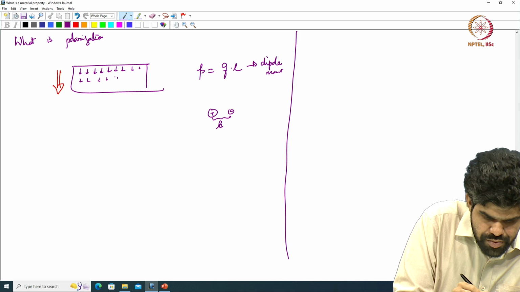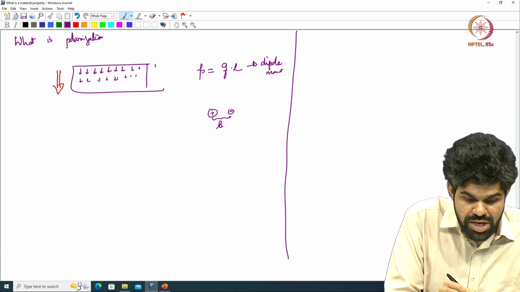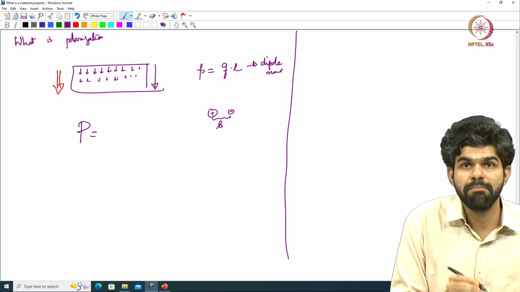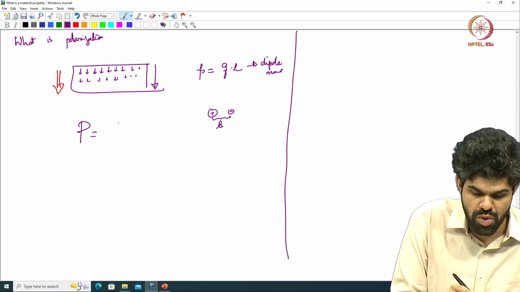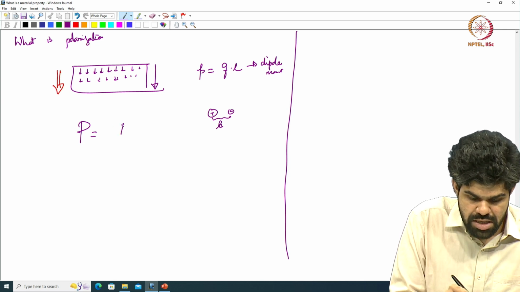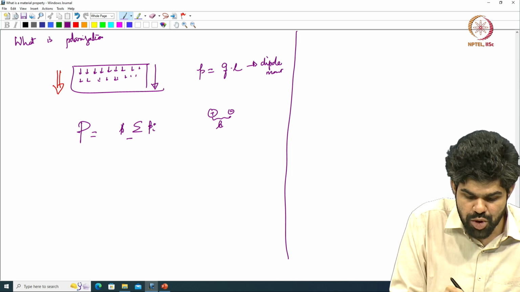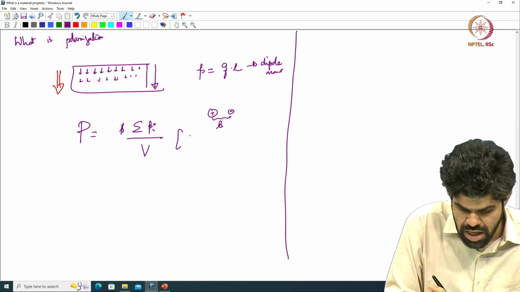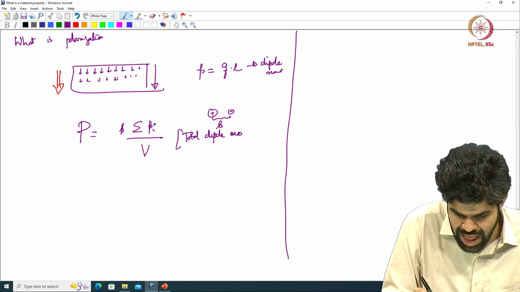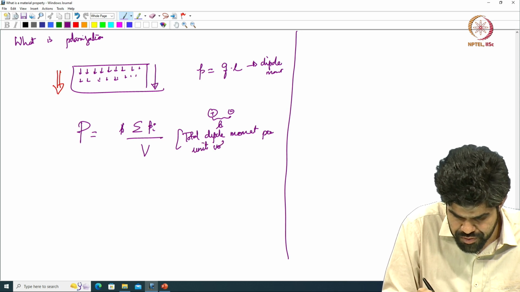In that sense, what I am doing to the material is trying to polarize it in this direction. Polarization is defined as P equal to the sum of the individual dipole moments, sigma p_i, per unit volume. So, this is the total dipole moment per unit volume.